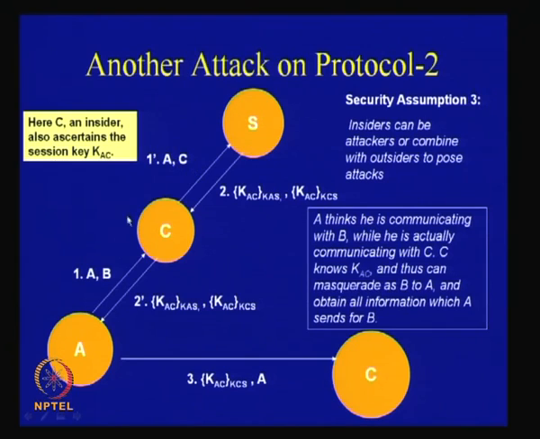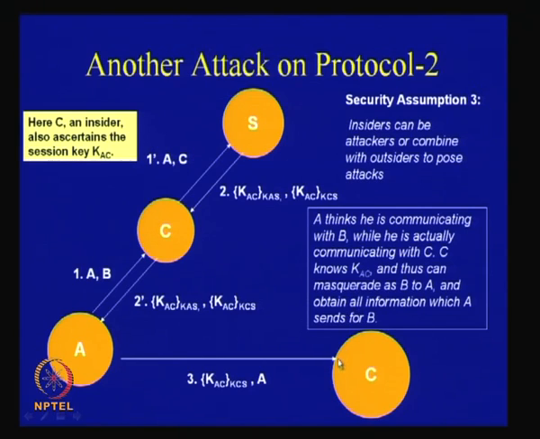And therefore, it may benignly or harmlessly just communicate this traffic to A. Now, A has got no way of understanding that this is not what it intends to receive, because this is also nothing but a bit string. So, there is no way that A can actually understand that this is not what is intended to be sent. So, it will take the first part and decrypt it by KAS, and will communicate back the next part, that is KAC encrypted with KCS, and send it to B.